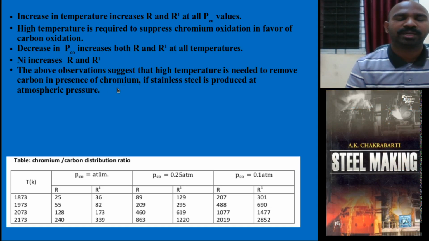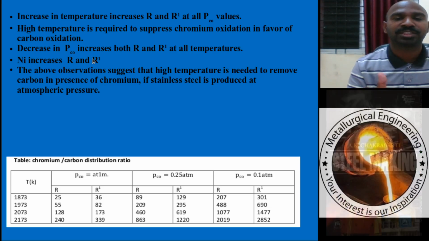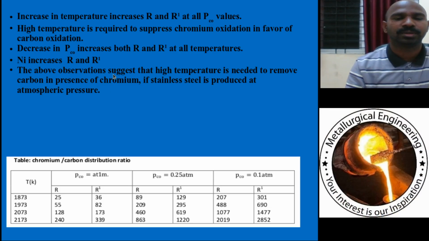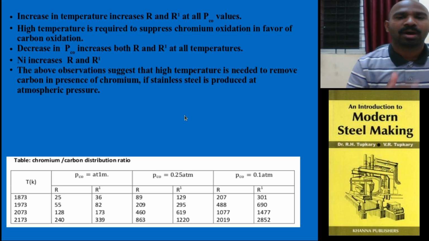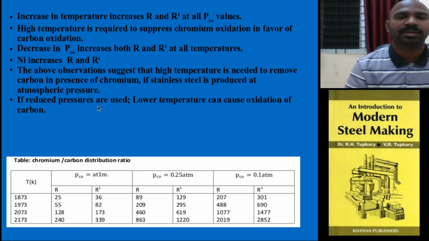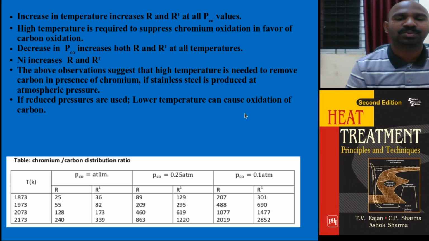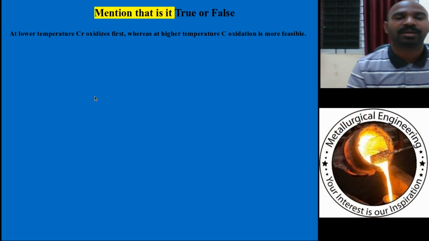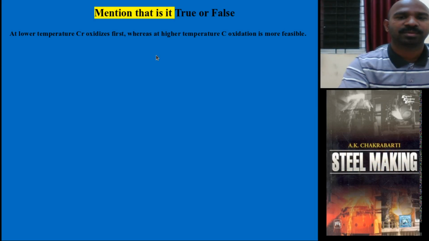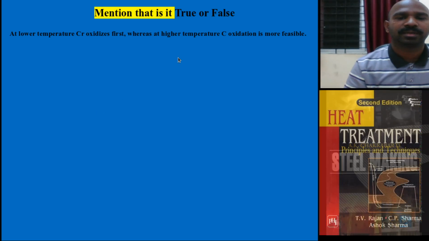In addition to that, if you want to retain more chromium percentage for the production of martensitic stainless steel and austenitic stainless steel, you will be adding other alloying additions such as molybdenum and vanadium, so that it can be retained. And if you want even more to be retained, you need to choose a reduced pressure atmosphere, such as the VOD vessel. This process takes place in the vacuum oxygen decarburizer, so that you can achieve this aim. And think about this point: at lower temperature chromium oxidizes first, refer to the Ellingham diagram, whereas at higher temperature carbon oxidizes and suppresses the chromium oxidation.